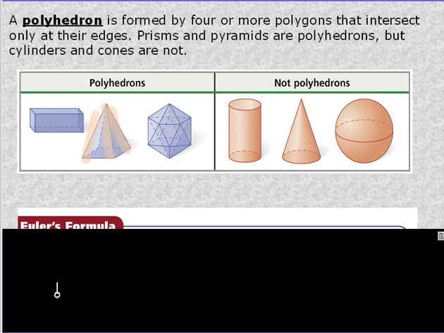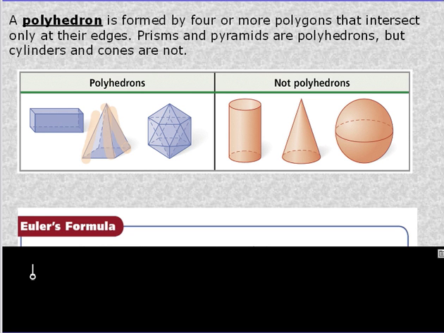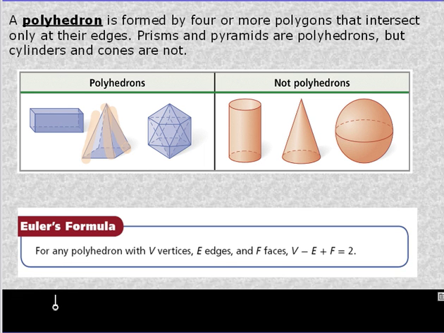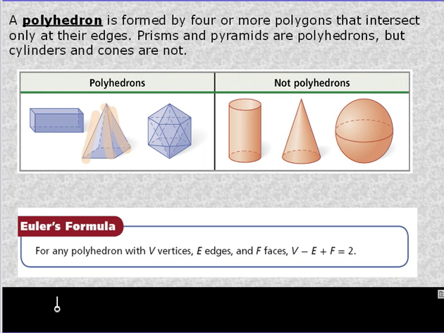So what's Euler's formula? Euler's formula is a way, I think it's really brilliant, to verify that something is a polyhedron. It's something very clever that he figured out. It says for any polyhedron with V vertices, E edges, and F faces, the following is true. The number of vertices minus the number of edges plus the number of faces is equal to 2. And it's very clever. You could have a 1,000-sided polyhedron, and this formula will work. I don't know how many sides he looked at, but it holds true. I think it's very clever.